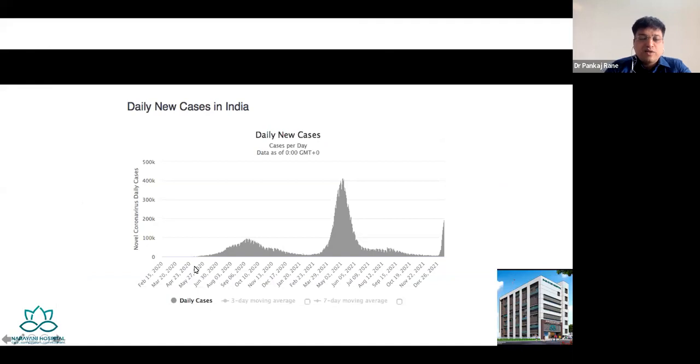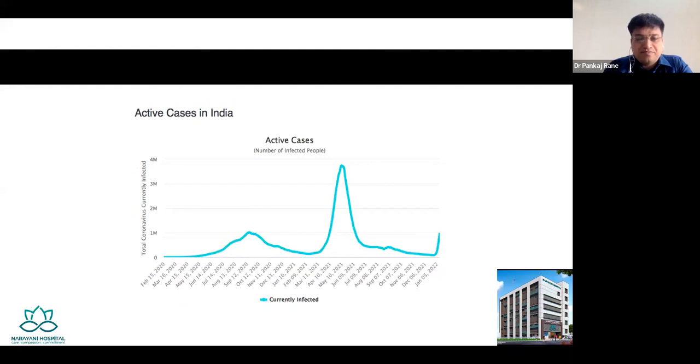So these are the daily new cases, from the start of the pandemic. We can see the first wave, the second wave. Now this is the third wave, which is picking up. In the second wave with the Delta variant, we reached around 4,20,000 cases. Now here we may reach around 10 lakh cases per day in the next few days.